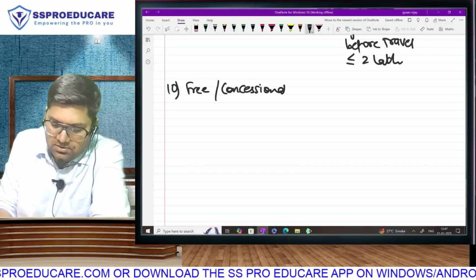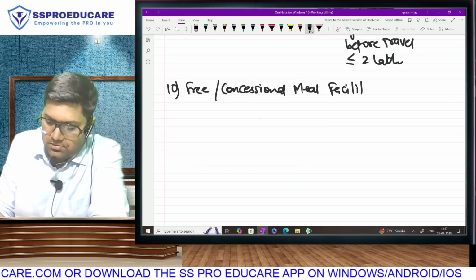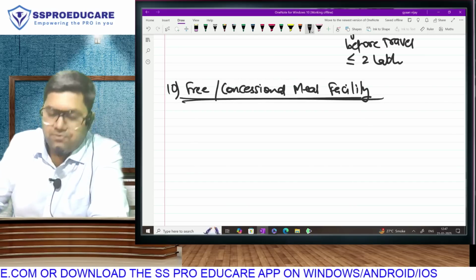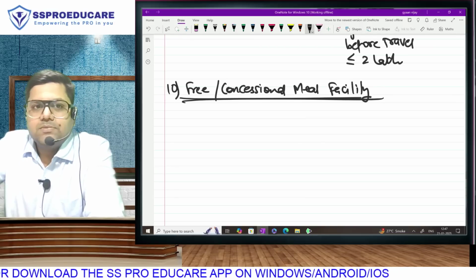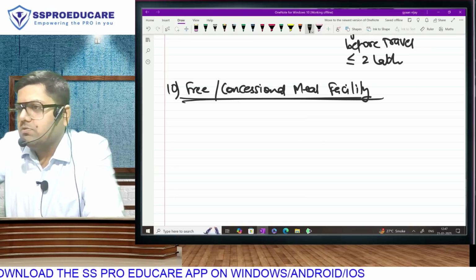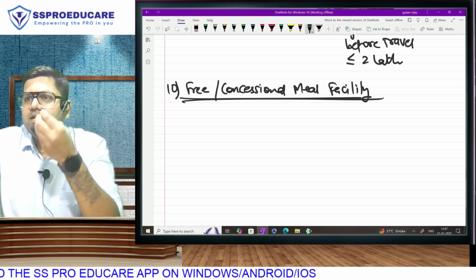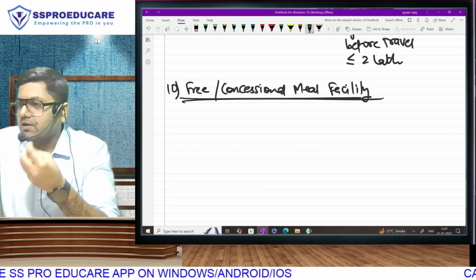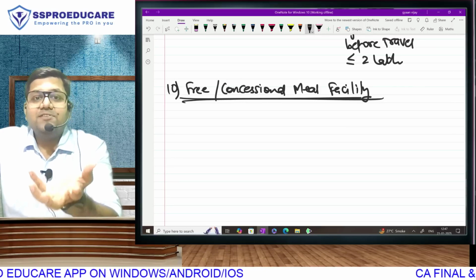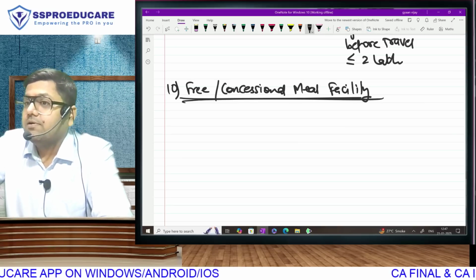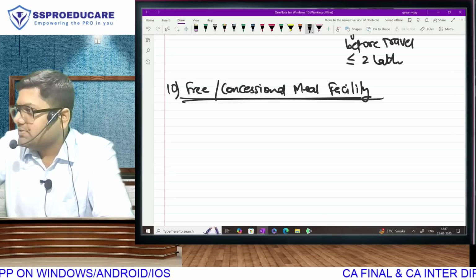Free or concessional meal facility. Your boss wants to feed you. Option 1, take this money, eat tiffin. Tiffin allowance. Tax treatment, fully taxable. Option 2, take this tiffin, eat. Perquisite. You understand? You understand meal facility?